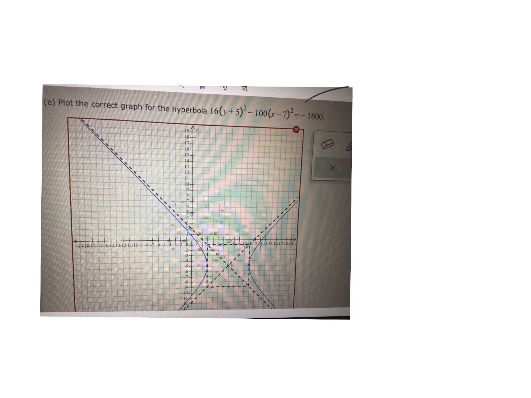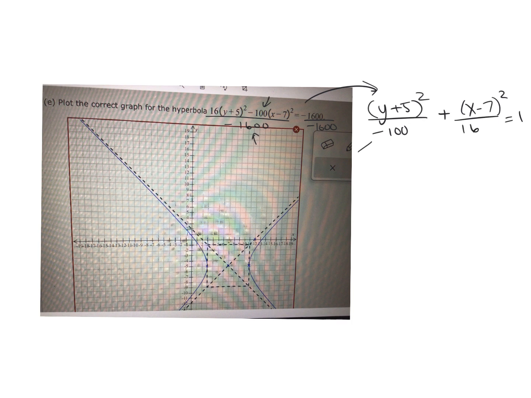So the first thing I would do is rewrite the equation so it's in the form that we're used to. So I'm going to divide everything by negative 1600. That way we can make it equal to 1. So on the first one we have 16 over negative 1600. That's going to reduce to be (y plus 5) squared over negative 100. And then for the 100 divided by 1600, because they're both negative, it's going to turn into plus (x minus 7) squared over positive 16 equal to 1.